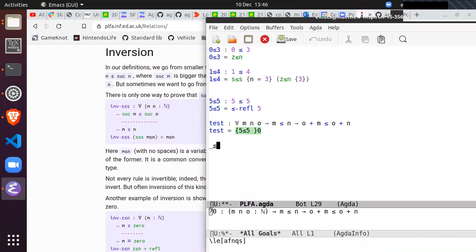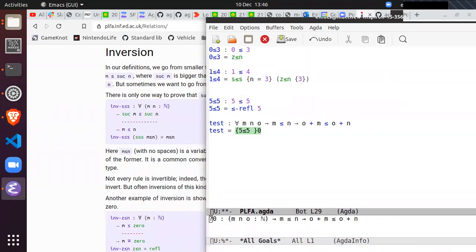So the standard way, there are two ways of doing this. In a standard programming language, you would have some sort of method that takes two natural numbers and returns a Boolean value, true or false. Is this number less than or equal to the other one? In Agda, we can do one better. It's perfectly possible to define that function, but we can do one better.